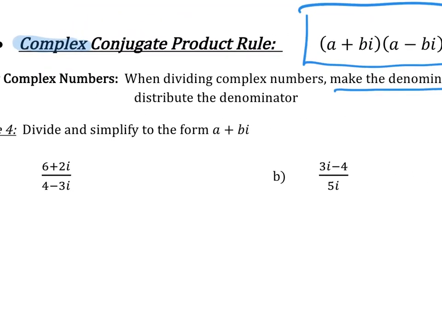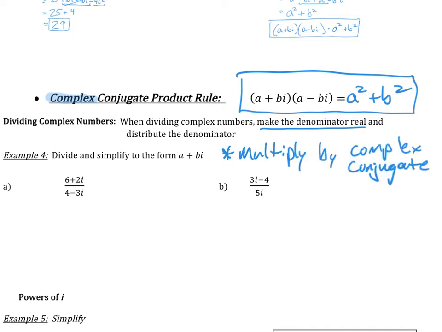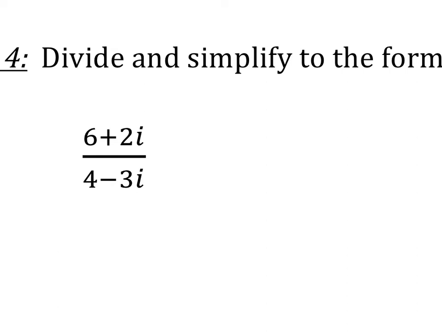So the way we're going to do that is we're going to multiply by the conjugate. So the key step here is to multiply by the conjugate, the complex conjugate, that is. So we're going to multiply top and bottom by the complex conjugate. That makes the i's go away. So we want to divide and simplify.